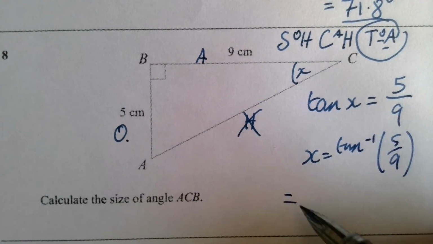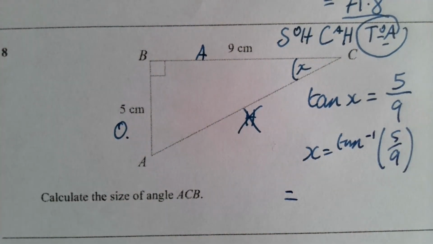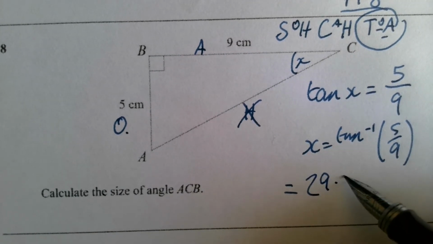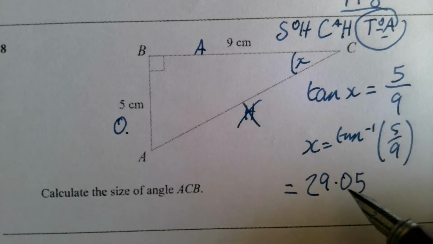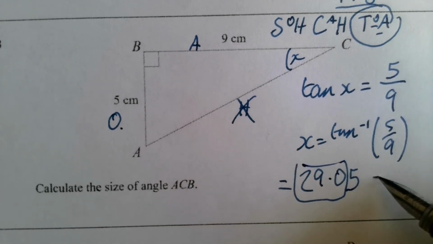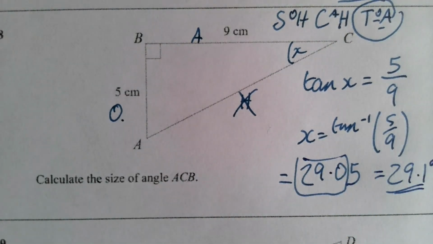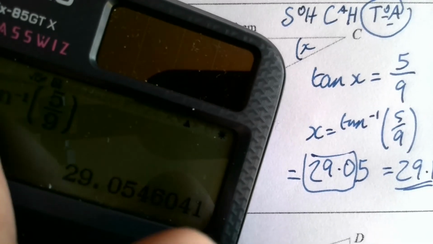Pop that into your calculator and you should get 29.05, which rounds to 29.1 degrees. Now if you're not getting any of these values right, it may be that you're not in degree mode.